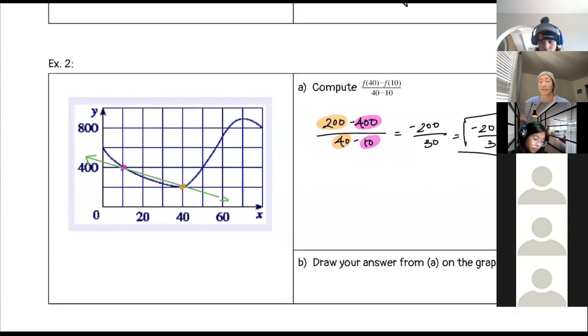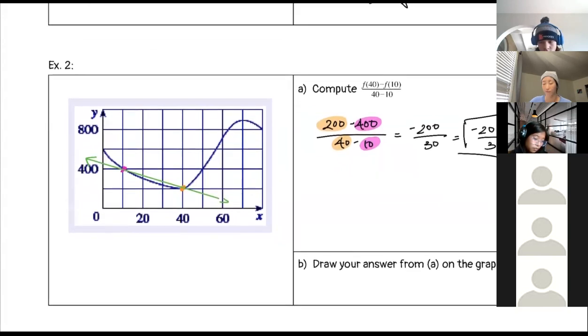I have a quick question just to confirm. When the slope is going downwards, the slope is always negative, right? If you are reading from left to right, going this way across your screen, and the line goes down, then yes, it is negative. Okay, cool. Thank you.